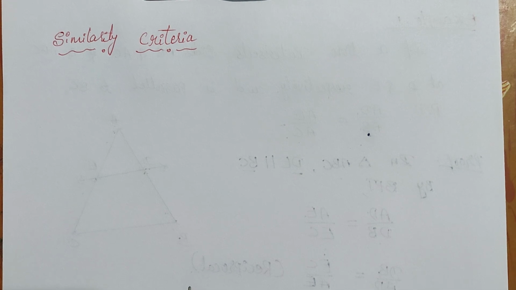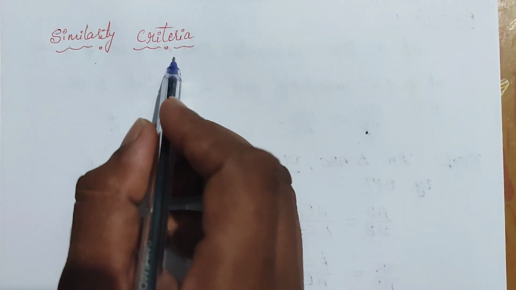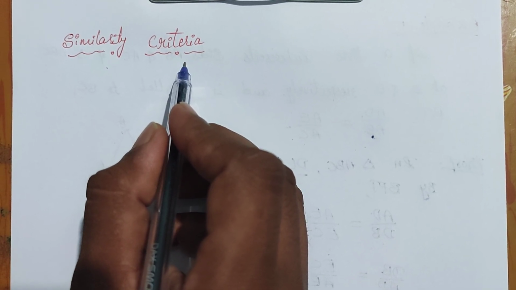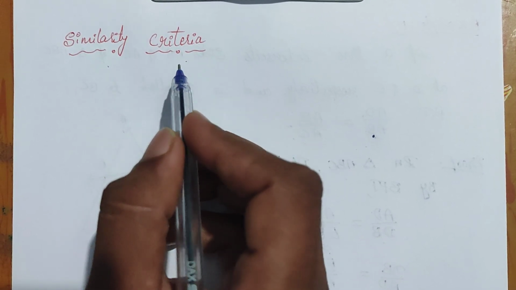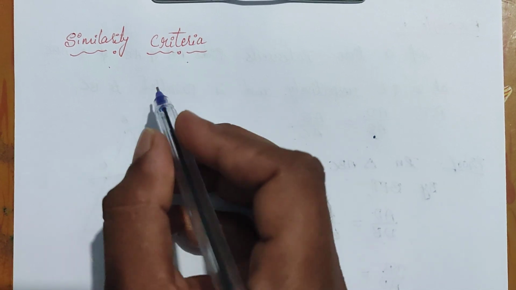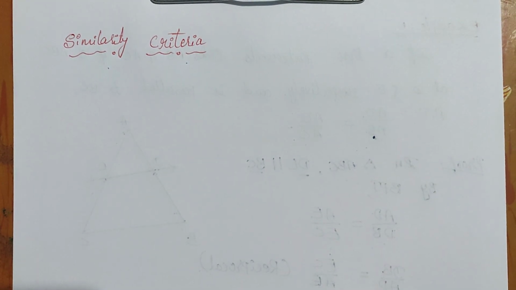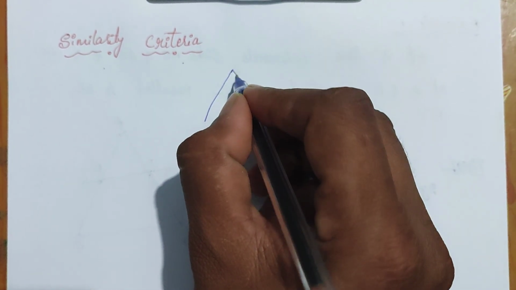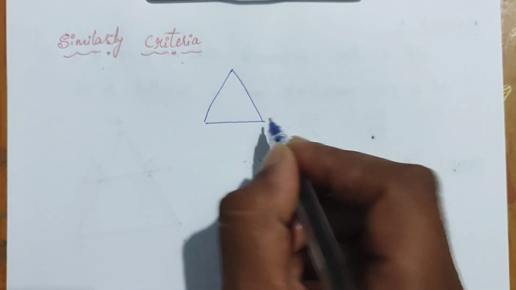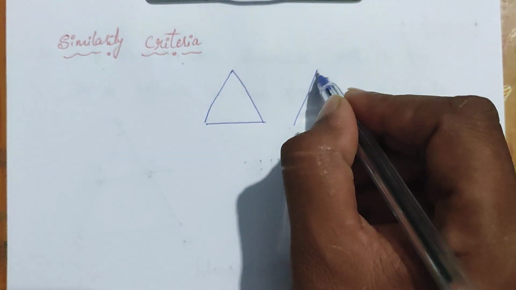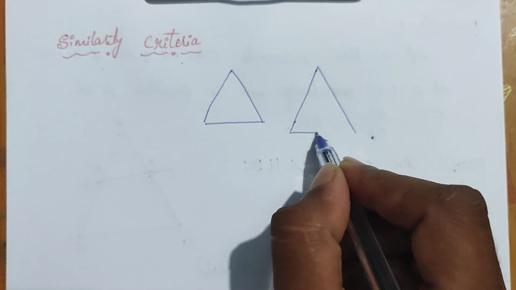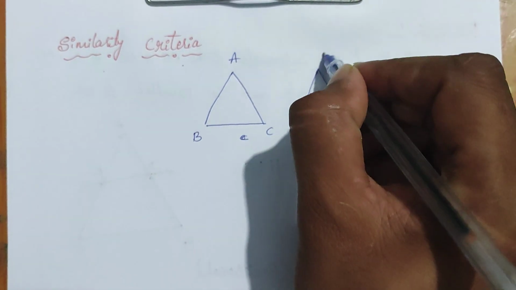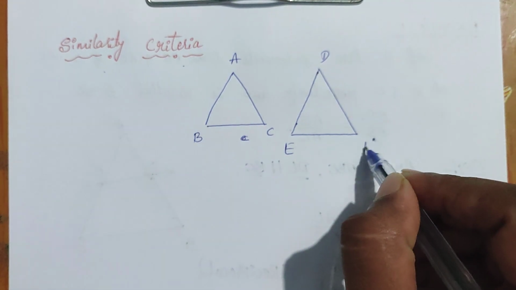Today we will discuss the similarity criteria. Before going to the criteria, we will know about the similarity of triangles. So consider any two triangles. Let this be triangle ABC and this triangle be DEF.